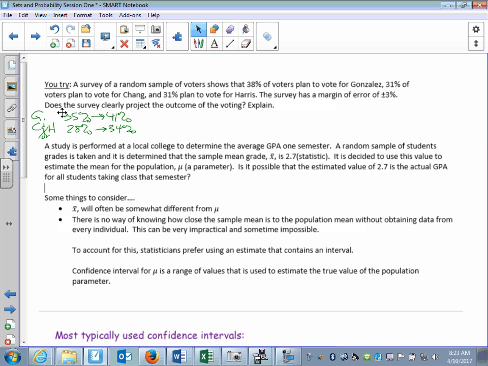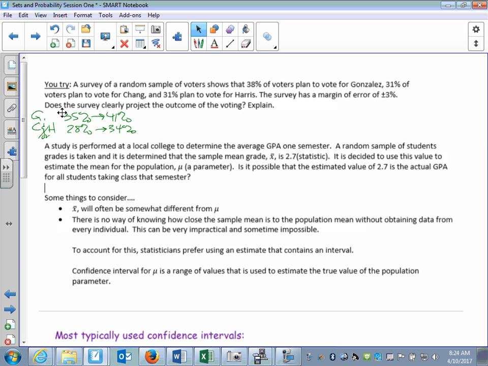A study is performed at the local college to determine the average GPA one semester. A random sample of students' grades are taken and the sample mean is determined. The x-bar, which is a symbol for average, is 2.7, and it's decided to use this value to estimate the mean of the population. Is it possible to estimate the value of 2.7 as the actual GPA for all students taking class that semester?